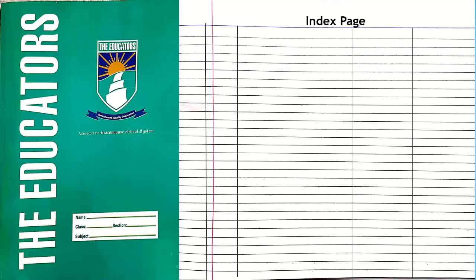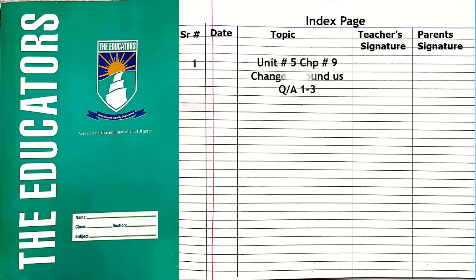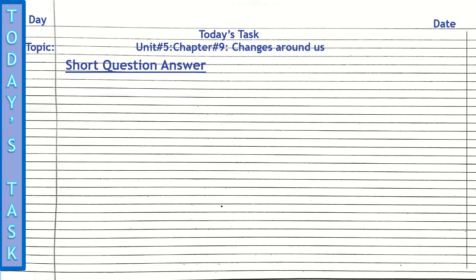Now open your notebooks. First of all, prepare your index. Write down serial number, date, topic, teacher's signature and parents' signature. It's okay if you have not prepared your index. Today you can prepare your index, as we are going to do our first index, that is unit number 5, chapter number 9, changes around us, question answers that are 1 till 3. So let's start. You have to prepare your page, write down day, date, mention today's task, your topic, that is unit number 5, chapter number 9, changes around us. Give heading of short question answer.